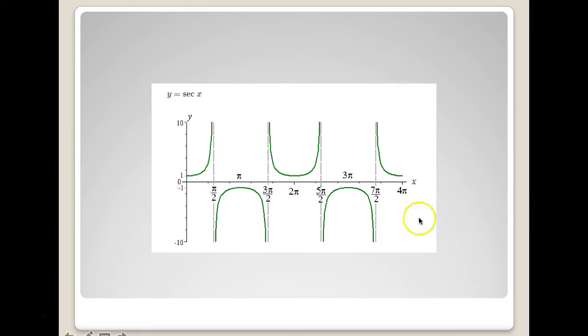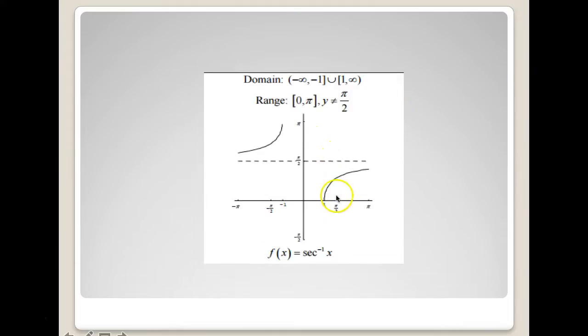This is a graph of sec x. If we restrict the domain to the closed interval 0 to pi by 2 and pi by 2 to pi, not including pi by 2, it is increasing in this range and hence 1 to 1. This would be the graph of sec inverse. The domain is minus infinity to minus 1 union 1 to infinity and the range is 0 to pi, and the range does not touch pi by 2.